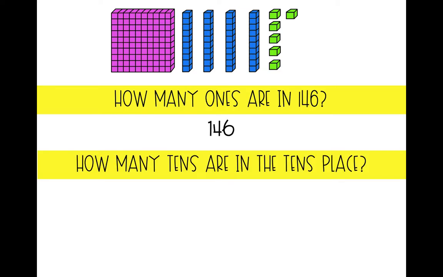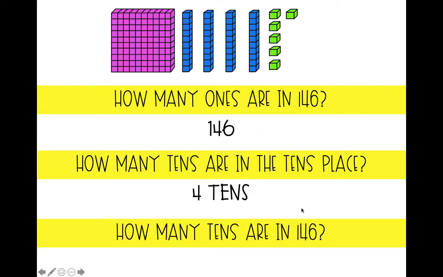146. How many tens are in the tens place? There are 4 tens in our tens place. We can look at our number and see our tens place and see that there's a 4 there. Or we can look at our place value blocks and see that there are 4 tens in the tens place.